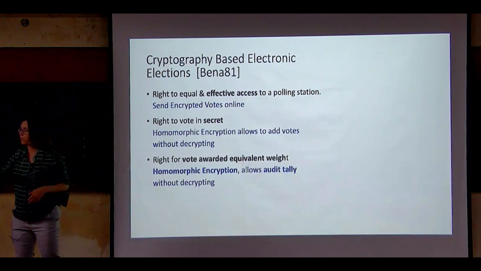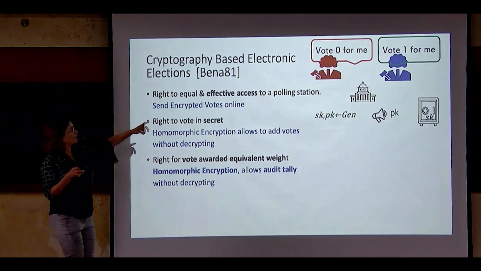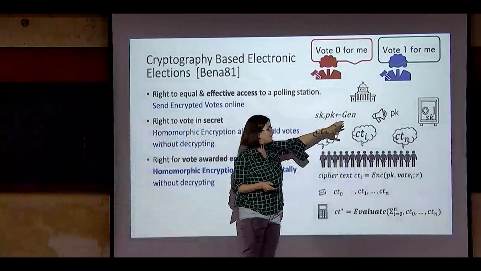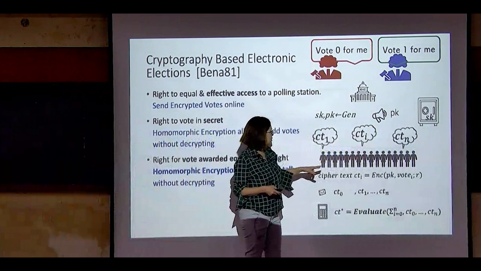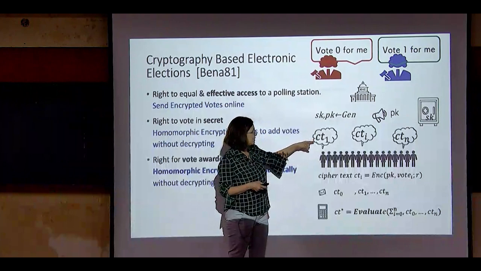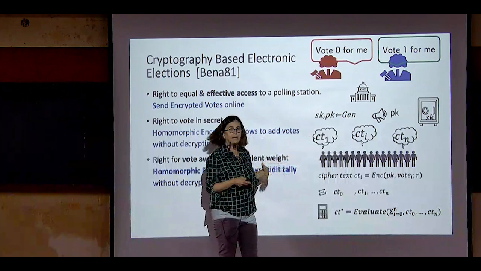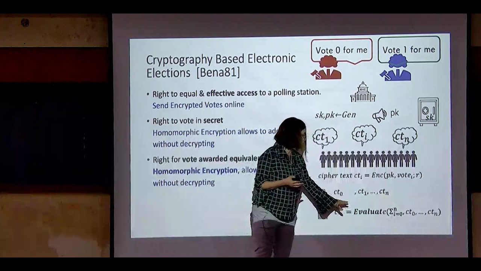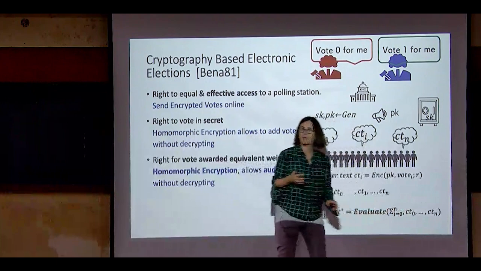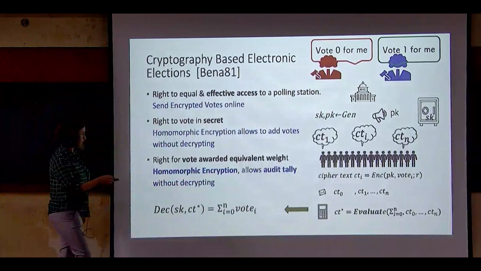So this is just a schematic. Let's say vote for zero, vote for one. There's a government. Let's say they publish on election day some public key, and they keep secret some secret key. Then all these individuals compute a ciphertext, CT, which is the encryption of their individual votes: encrypt of zero, encrypt of one. Then there is a way using this homomorphic encryption to compute a new ciphertext, CT star, which essentially uses just these individual encrypted votes and tallies them. Magically, it comes up with a ciphertext so that when you decrypt that special ciphertext, you get the sum of the votes and not individual votes.